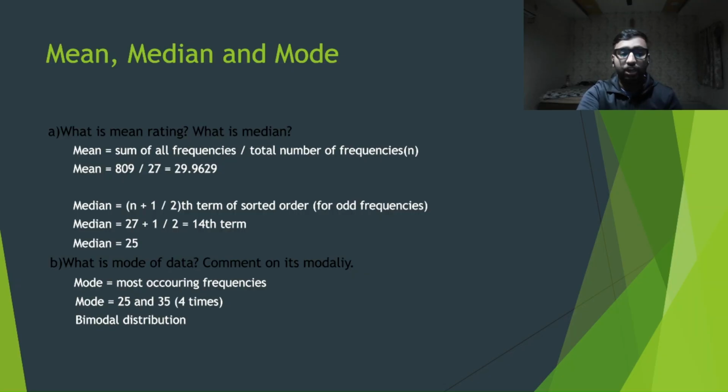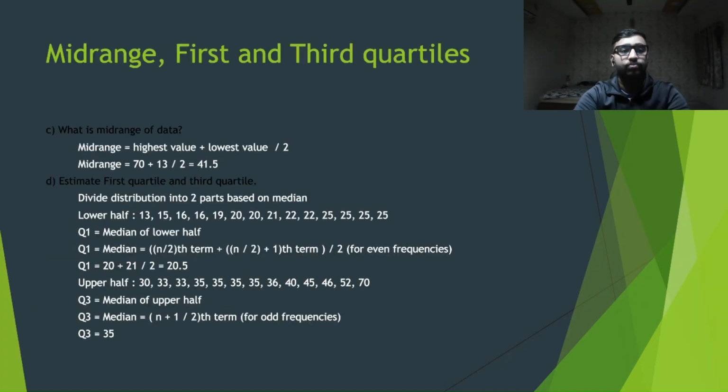Part B. What is mode of data? Comment upon its modality. Mode, as we know, is the most occurring frequency in our data. So in the given data, there are two most occurring frequencies, which are 25 and 35, both of them appearing four times. Hence, we have two modes, which are 25 and 35, and our distribution is a bimodal distribution.